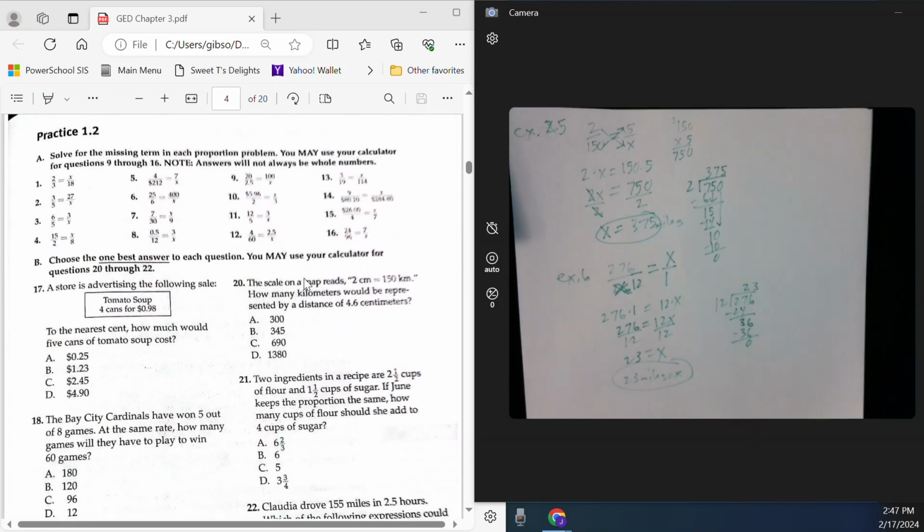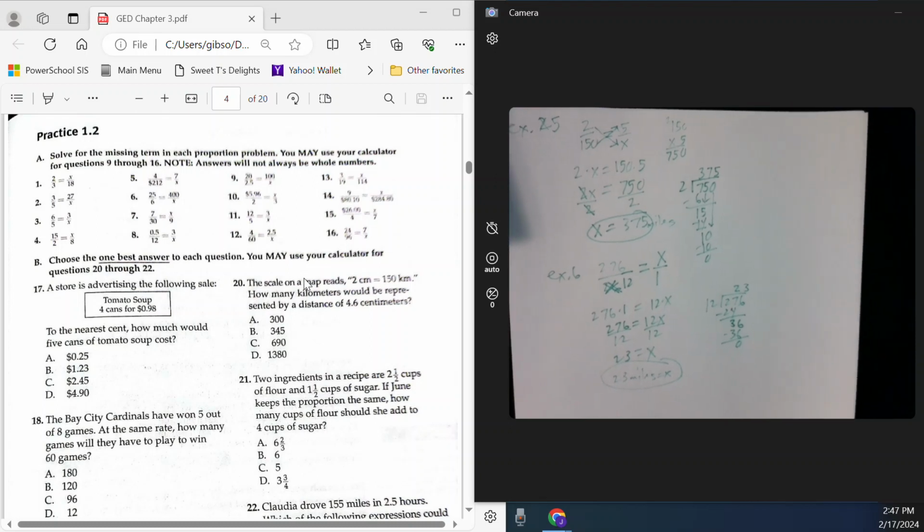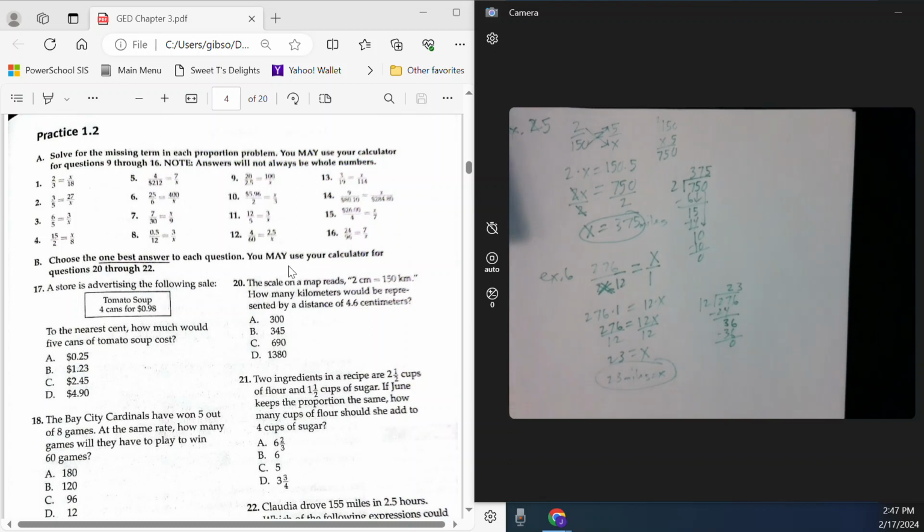I don't know if we're going to go through the whole 22, but we're going to give it a good try. It says solve for the missing term in each proportion problem. You may use your calculator for questions 9 through 16. Note, answers will not always be whole numbers. Okay, so with that being said, let's start off with problem number 1.